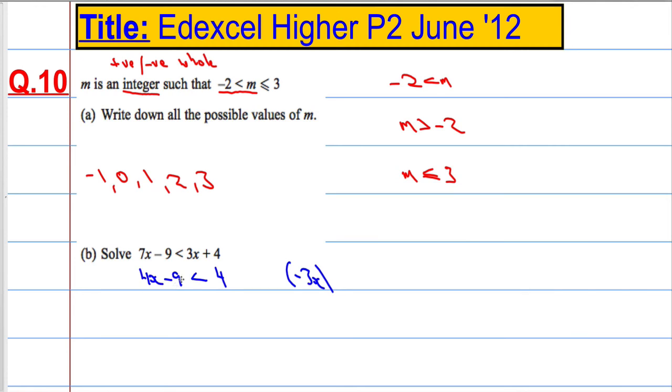Next thing we're going to do is add 9 to both sides. So adding 9 to both sides, we get 4x must be less than 13. And then finally we're going to divide both sides by 4. So you get x must be less than 13 over 4.